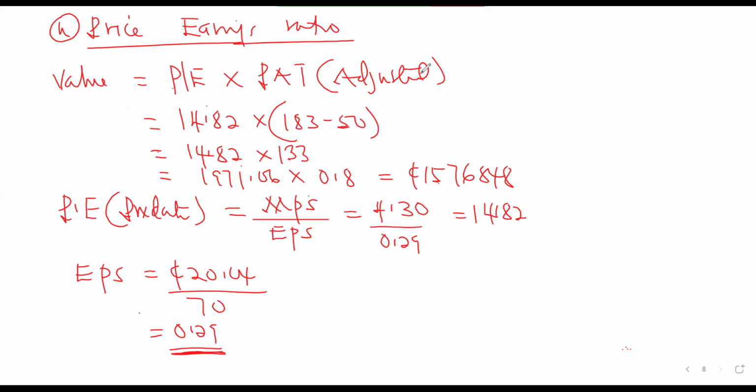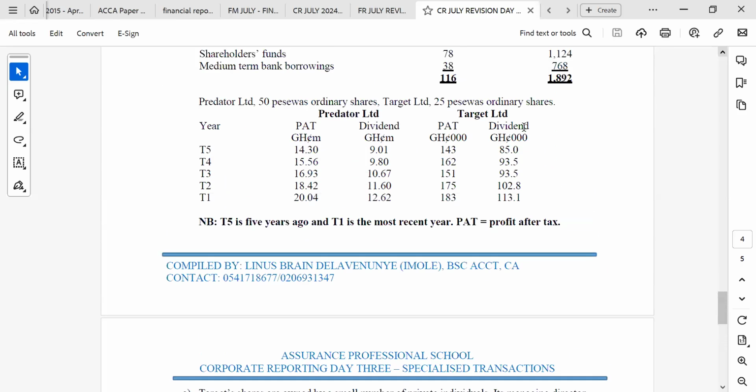We can also use average earnings. That will be another method. For the average earnings, what we do is add all the earnings and divide by the number of years that we have there. So what will be the earnings? We can have 143 plus 162 plus 151 plus 175 plus 183 minus 50, all divided by 5.